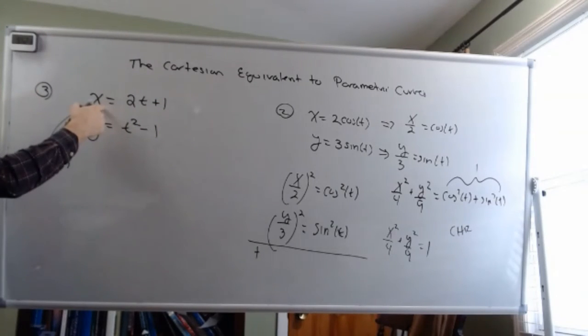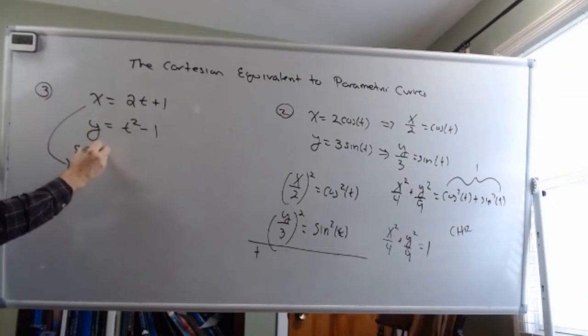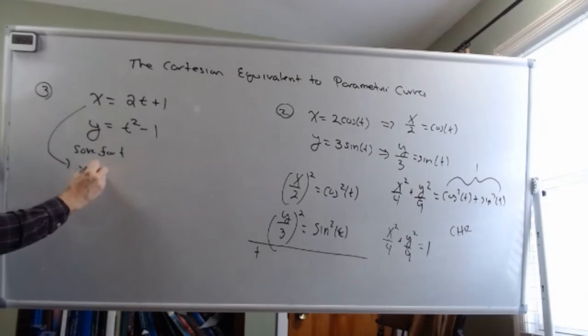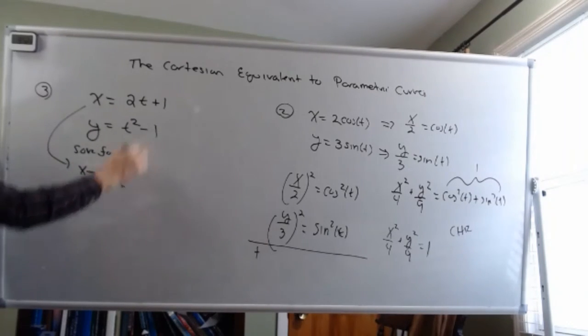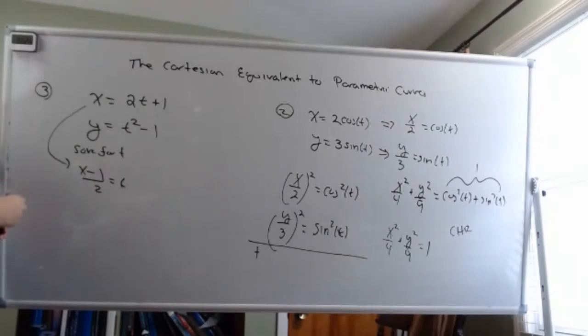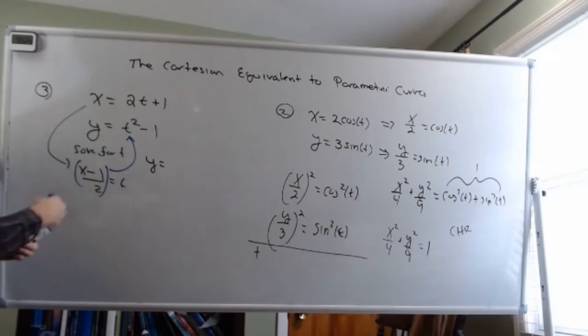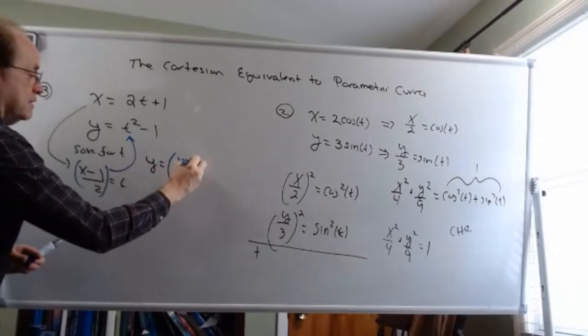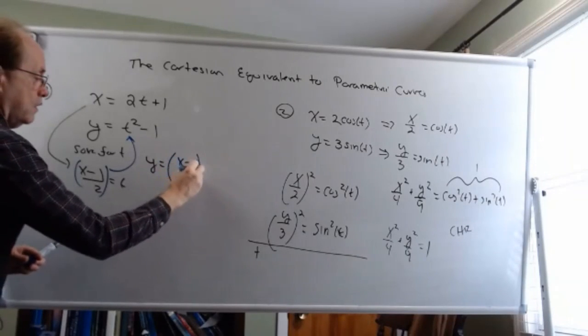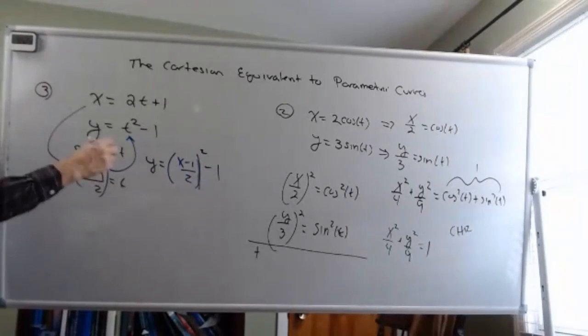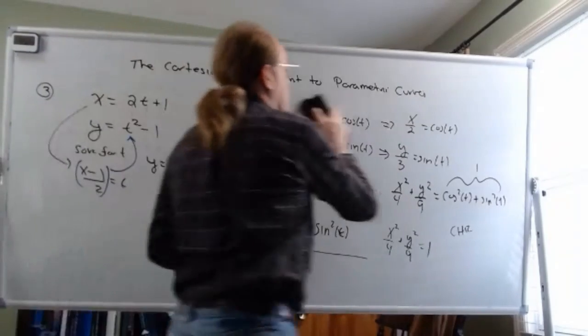So I can take this equation here and solve for t. So I can do that. That's x minus 1 over 2 is equal to t. I subtract 1, divide by 2. Then what can I do? Well, I can take that expression for t and substitute it in over there to eliminate the t. So that gives me y is equal to, I'm replacing t with x minus 1 over 2, and I am squaring that and subtracting 1. And you can multiply that out and see what you get.